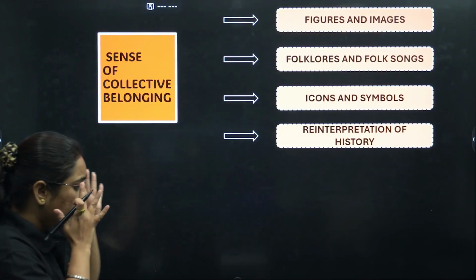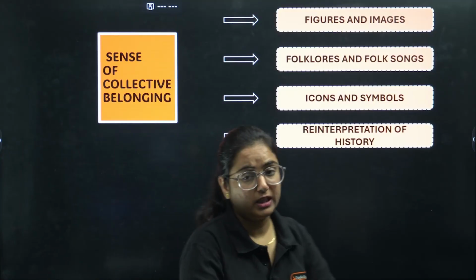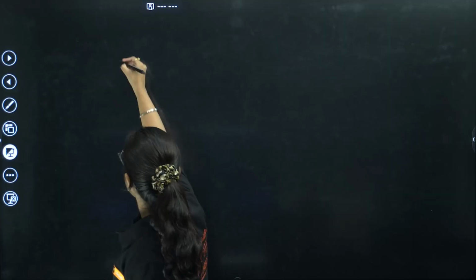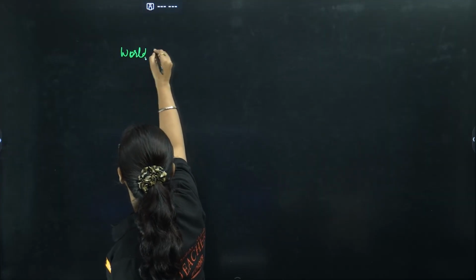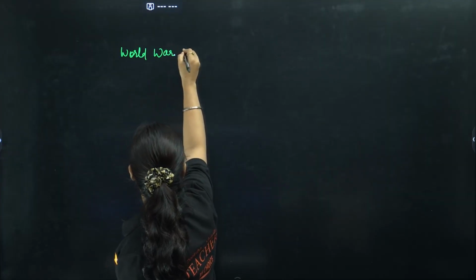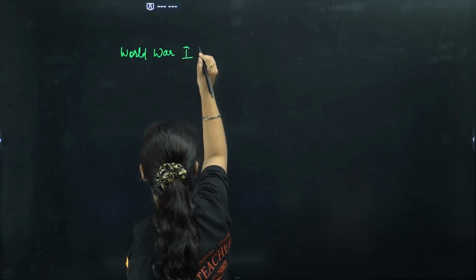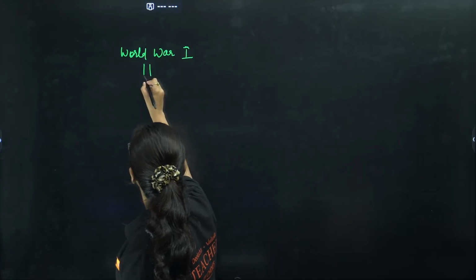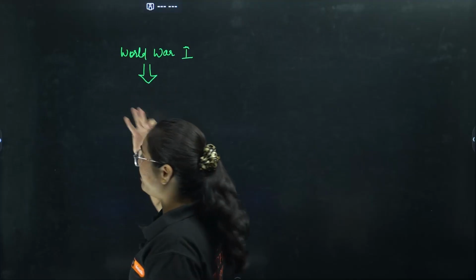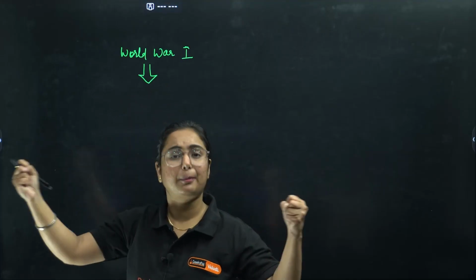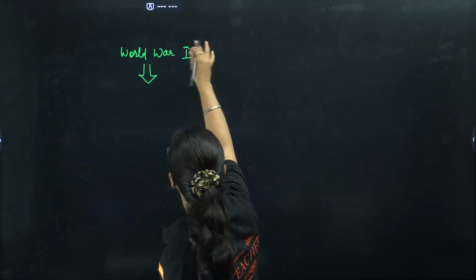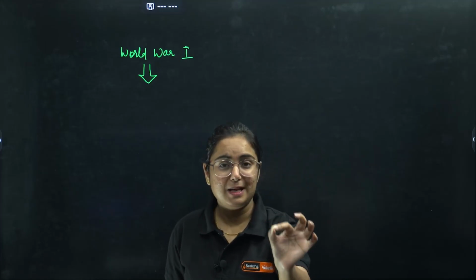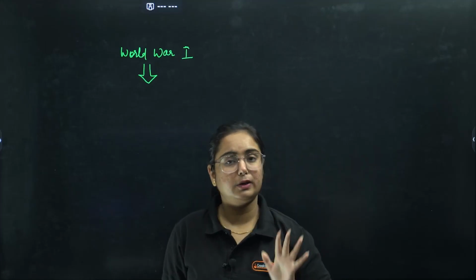Now, coming toward the last topic of this chapter, I want to tell you that we started the chapter with World War I. Let us have a quick recall. If you have any doubts, you can ask in the comment section. Let us not mix up the chapter because it is a huge chapter. So we started with the First World War. An important question from this topic is: what is the impact of the First World War on India's freedom struggle?